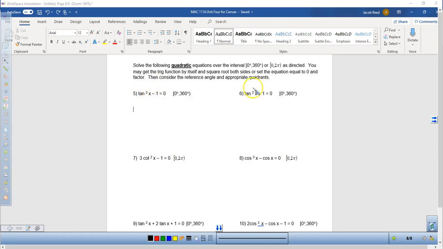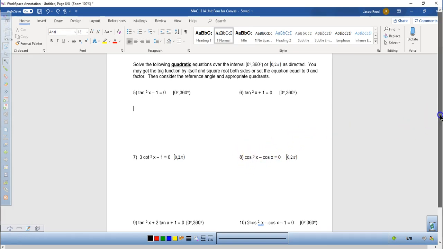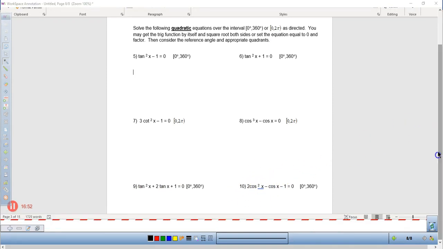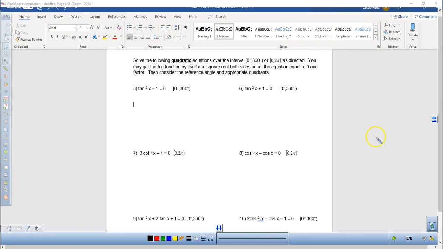That's easy to solve. Number 6, I would probably start with the same thing. I would try to get the trig function by itself and square root. Number 7, yet again, trig function by itself, square root. Number 8, I'd factor. I've got two trig functions. I want to try to factor one of them out. Number 9, I would attempt to factor this one as well, because there's multiple trig functions. And 10, I would factor. And then on 11, what you can't see is already factored, and 12 is already factored.